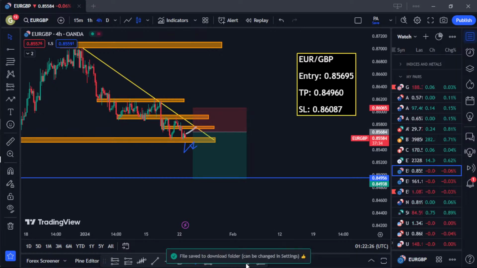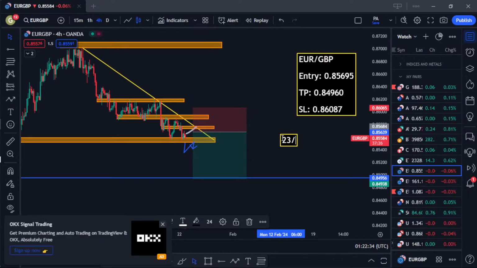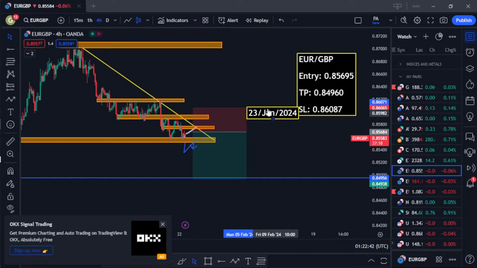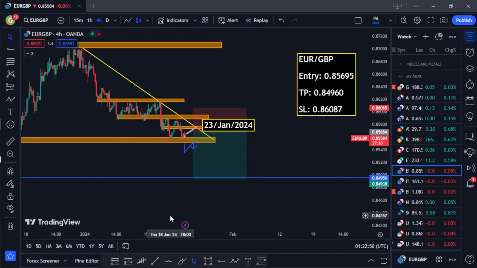Then I'm going to put a date as well. Now let me just put a date. This one was 23rd January 2024. So I'll be putting the date right here so that when I come back into the market later on, I'm going to see the market movement and I see if my trade went well or not. So that is the second one. So I've given you two signals so far.